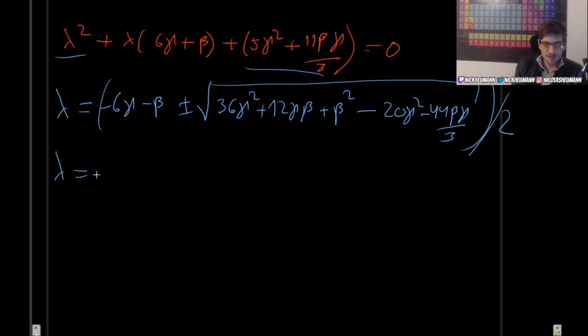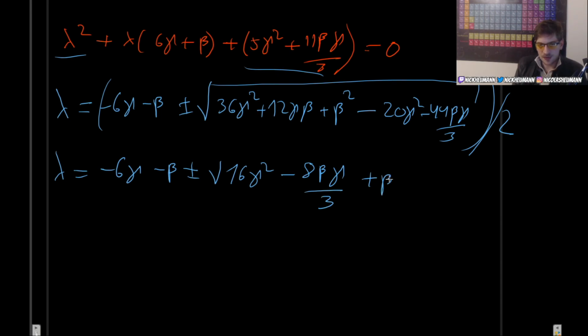All right, so lambda, now let's simplify a little bit. We get minus 6 gamma minus beta. Actually, let's divide through by 2 later. So plus or minus. Here inside, we get 36 gamma squared minus 20, so 16 gamma squared. Then we have gamma beta, 12 minus 44 over 3. So we can multiply by 3, divide by 3, right? Minimum common denominator. So this would be 36 minus 44. So we get minus 8 beta gamma over 3. And then we have beta squared. And all of this divided by 2.